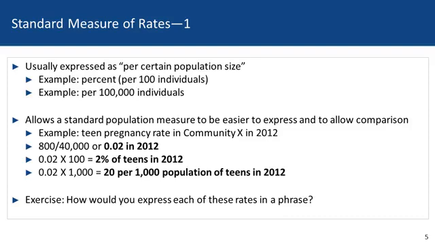Applying that to a standard population of 100 allows us to say that 2% of teens became pregnant in 2012, or applying it to a standard population of 1,000 allows us to say the teen pregnancy rate was 20 per 1,000 population in 2012. Now, think about how you would express each of these rates in a phrase if you were talking to a non-public health expert.